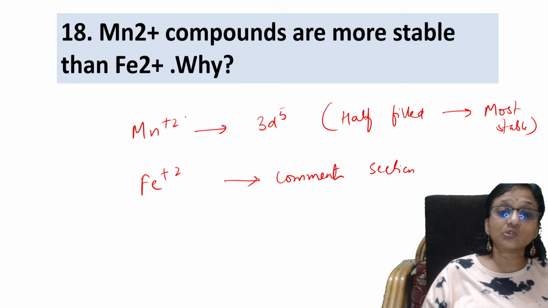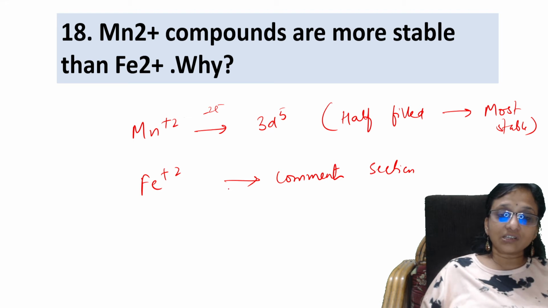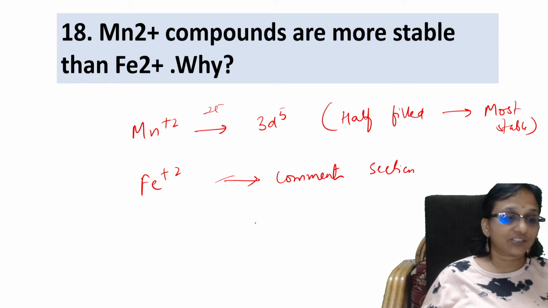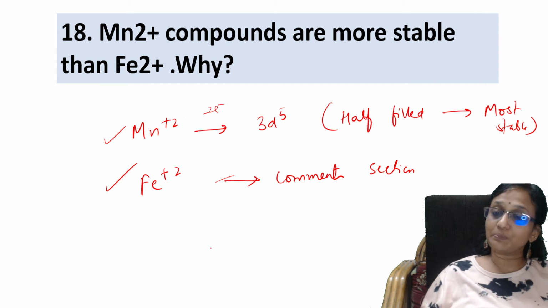Because it is losing 2 electrons, it is becoming 3d5, half filled. Now, what is this configuration? Why is it not stable? I'll be waiting for your answer. Comment will be pinned.